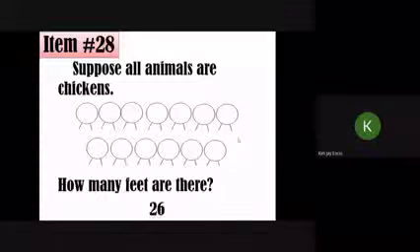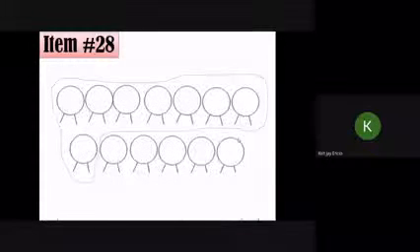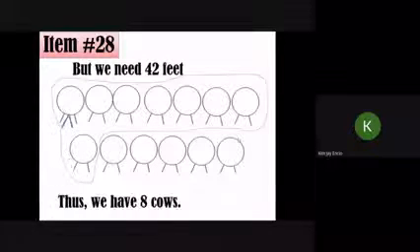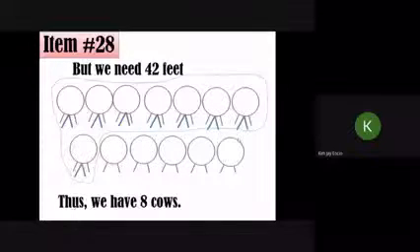Which is 26 feet in all, if they are chickens. But remember, the total number of feet is 42 and not 26. And so, what we have to do is, we will put some feet. You have 26. You have here, place 2, 27, 28, 29, 30, 31, 32, 33, 34, 35, 36, 37, 38, 39, 40, 41, 42.